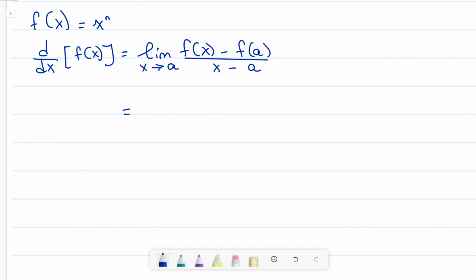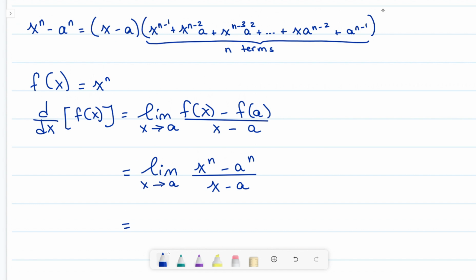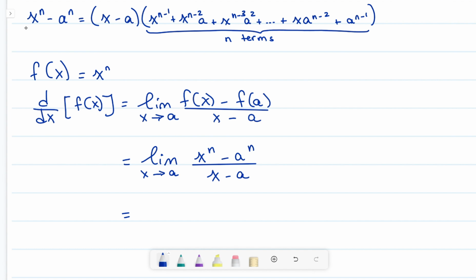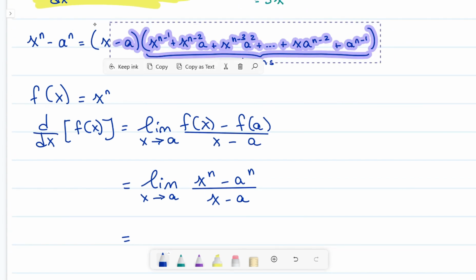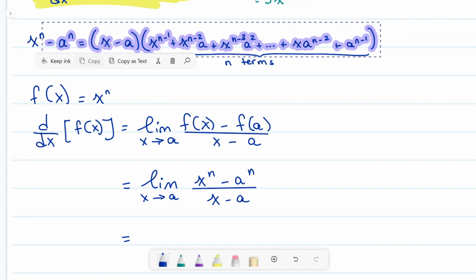Now let's plug in what we know. So f of x is x to the power of n, f of a is a to the power of n, and we divide this by x minus a. Now again, we use this fact that I told you about, and we know that x to the power of n minus a to the power of n is this entire thing I wrote here. So I will copy it and write it below.